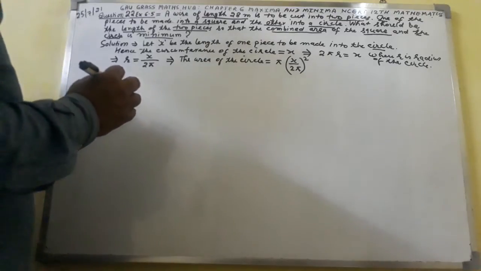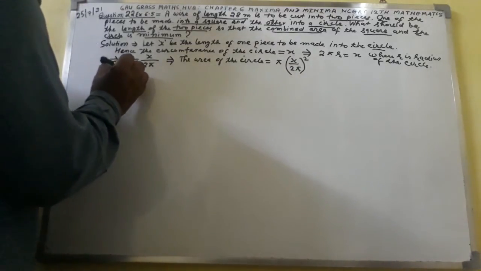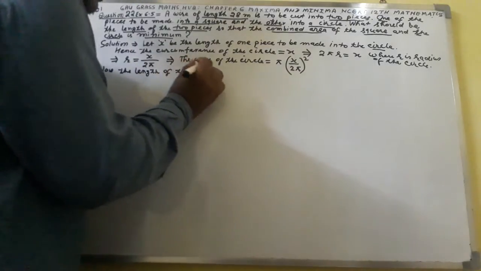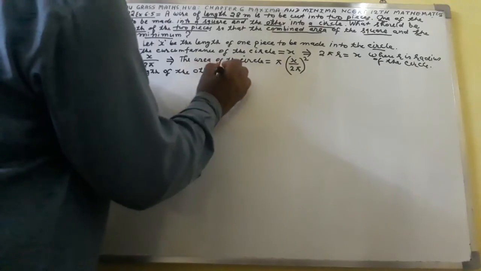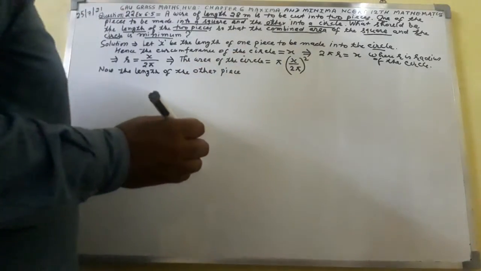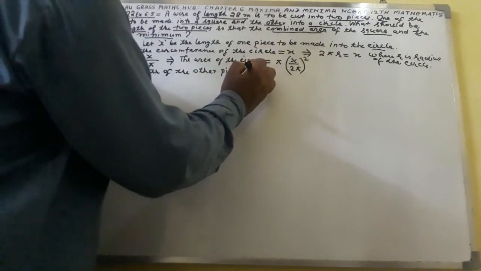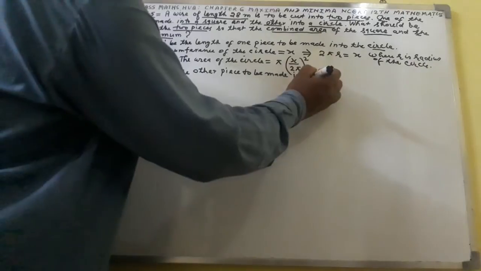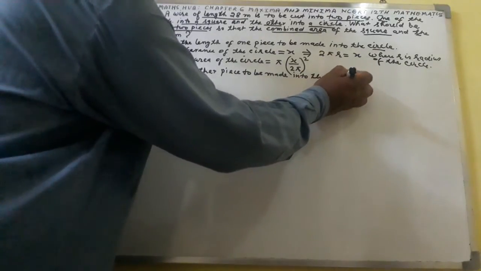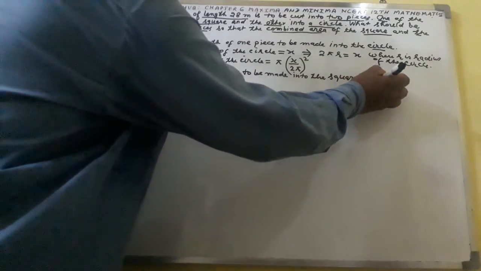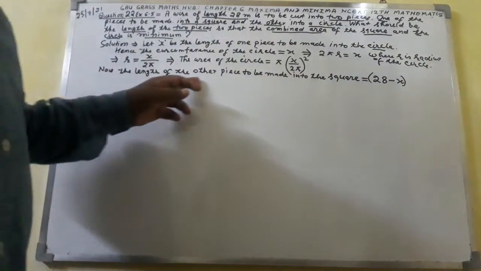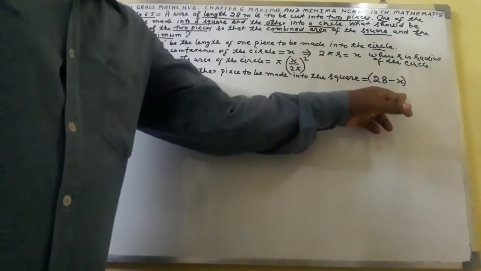Now again I shall write, the length of the other piece to be made into the square is equal to 28 minus x.